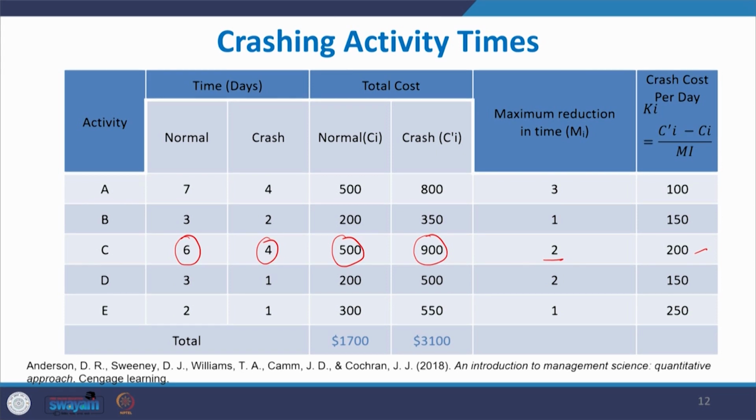That means if it is 6 days and you are making it 5 days, there will be $200 extra. So, 500 plus 200, 700. Like this, for each activity the per day crashing cost is found. Apart from this, there is a total cost of $1,700.